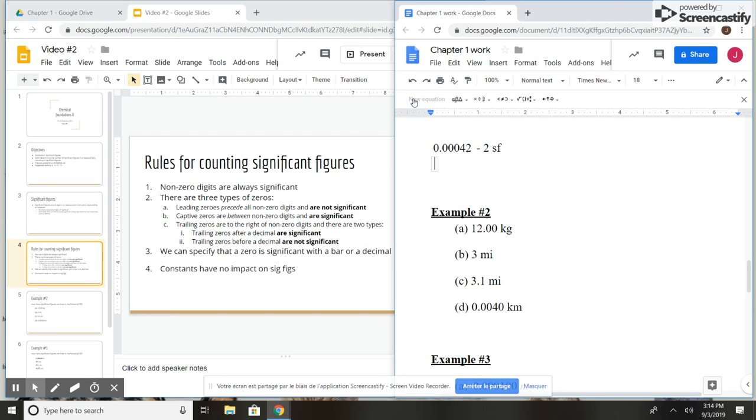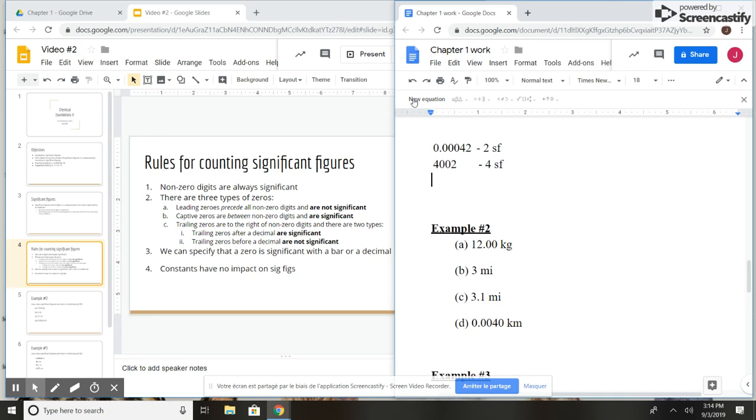The second is going to be captive zeros. For example, in 4002, the 2 zeros between the 4 and the 2 are significant. So that will be 4 significant figures. And then there are 2 different types of trailing zeros. The first is a trailing 0 that occurs after a decimal. Those are going to be significant. So 42.00 has 4 significant figures. And then there's another type, which occurs when you have trailing zeros that happen before a decimal. These are not significant. They usually come from unit conversions. That's the reason why.